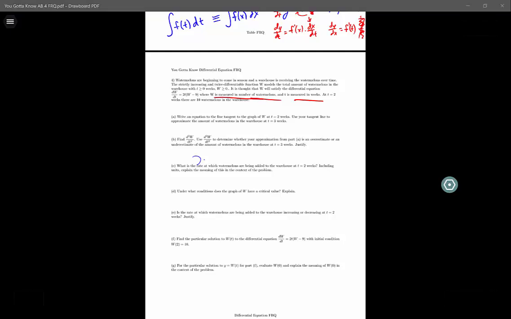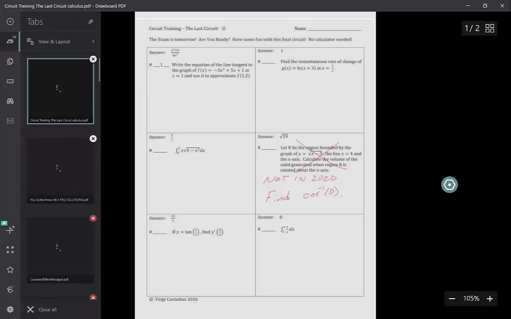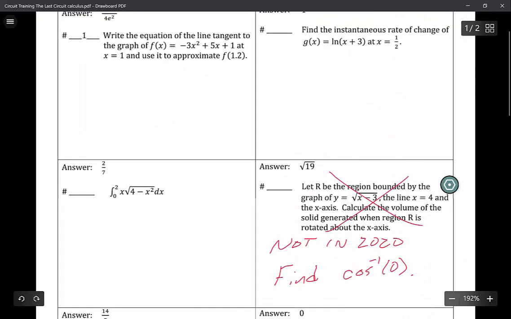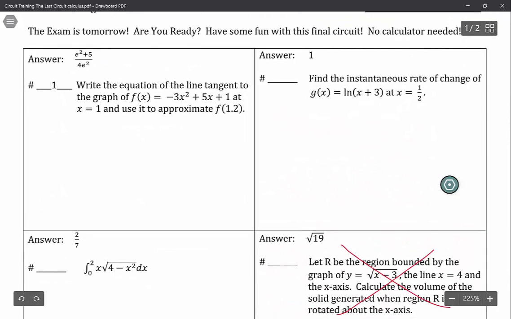So the next thing I want to show is this was posted, but they didn't go over it in the Friday AP video. It's this kind of circuit practice. They're saying the exam is tomorrow. Are you ready? Have some fun with this final circuit. I want to do these together and talk about them because they're good last minute practice, and it's going to get us thinking about a lot of different stuff.